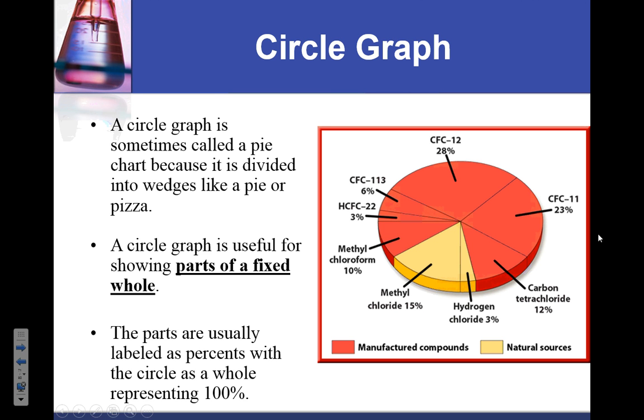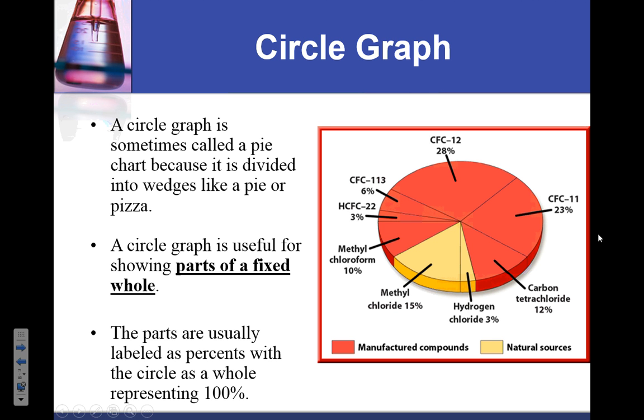Now, the parts are usually labeled as percents, with a circle representing 100%. Sometimes they won't show it as percents, but maybe the total was 100 grams, and then you would show each one as how many actual grams it was compared to the overall 100. But technically, it doesn't have to be 100 if we're not dealing with percents.